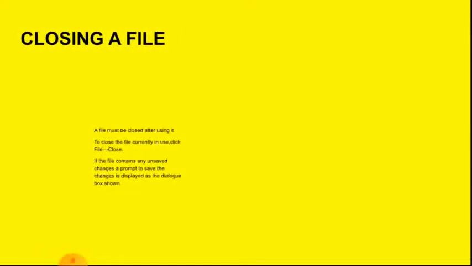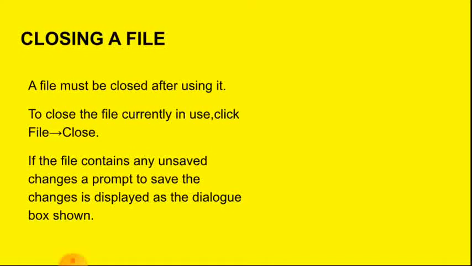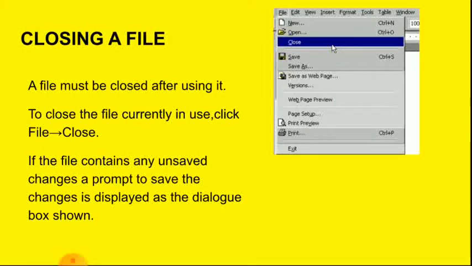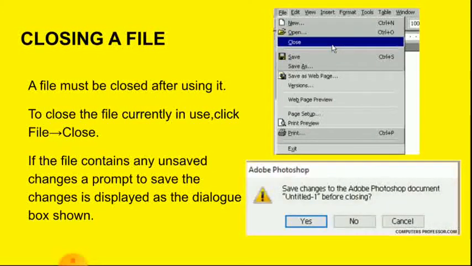Next is closing a file. A file must be closed after using it. To close the file currently in use, click File, Close. If the file contains any unsaved changes, a prompt to save the changes is displayed as the dialog box shown. If you want to save changes, click on Yes. If you want to unsave the changes, click on No, or otherwise cancel it. Like this only you have to close a file.